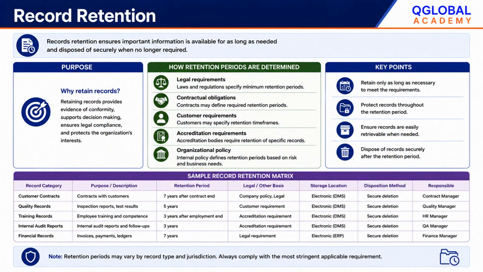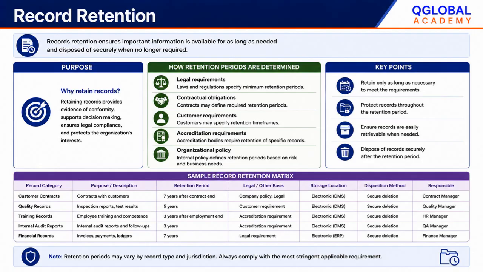Record retention is a critical aspect of document control. It ensures that information remains available for as long as it is needed for operational, legal, regulatory, and business purposes. At the same time, it ensures that records are not kept longer than necessary, reducing risks related to data overload, security, and compliance. Laws and regulations often specify minimum retention periods for certain types of records, such as financial or safety records. Organizations must comply with these mandatory timelines.